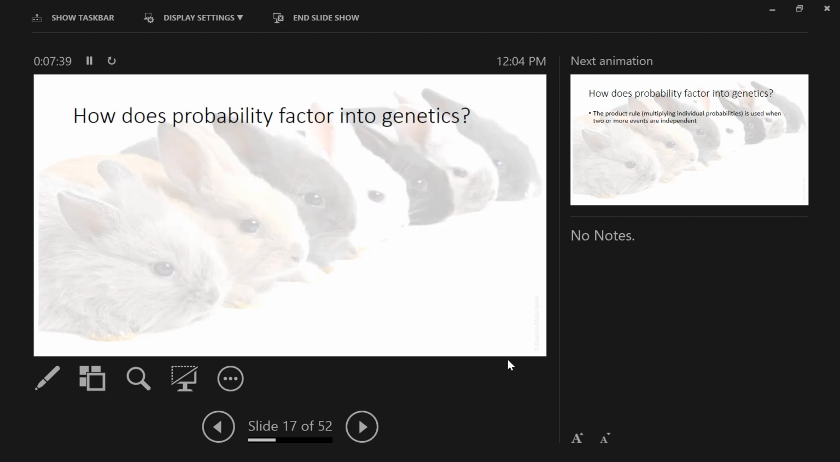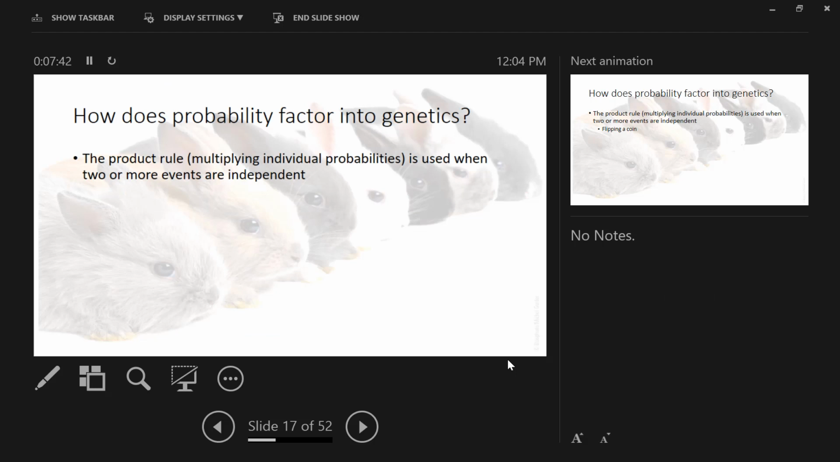All right, so how does probability factor into genetics? We have what's called the product rule. And so if you want to figure out the probability of any particular genotype, you multiply the probabilities of the 2 gametes that fused to form that offspring. And again, this happens when 2 or more events are independent, like flipping a coin. Right? Just because you flipped a head doesn't mean it's any less likely that you're going to flip a head a second time. And just because you made a certain type of gamete does not impact the probability of your mate making a particular type of gamete.